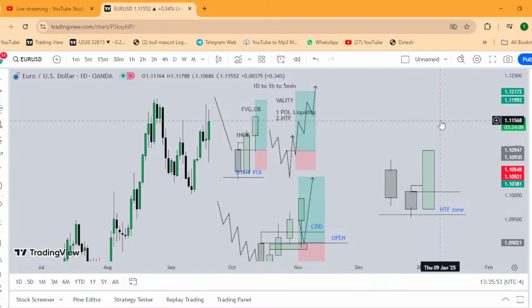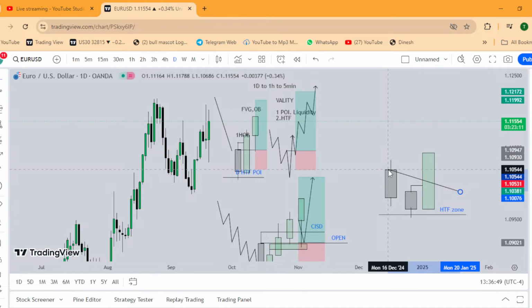If it displaces still and then chooses to close above this particular candle, what do we do? We transfer liquidity to the next candle. So what you do is simple: you enter the trade on this second candle, taking this to be the market structure shift. So your interest is going to be, let price come and retrace back to this particular candle and then push to the upside.